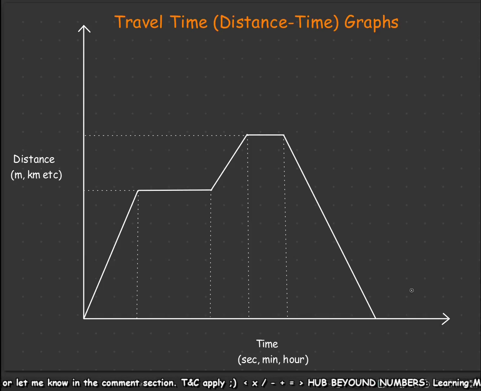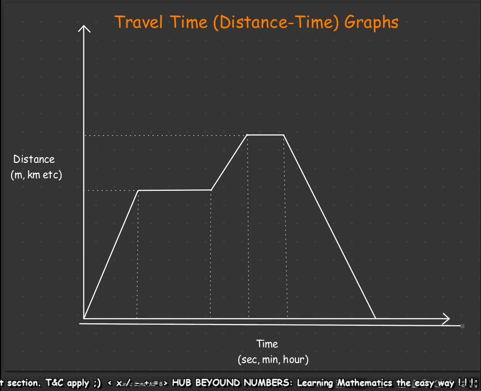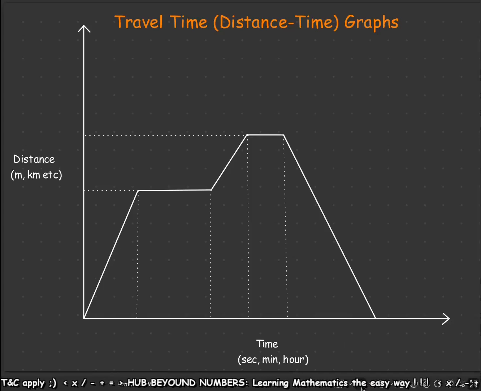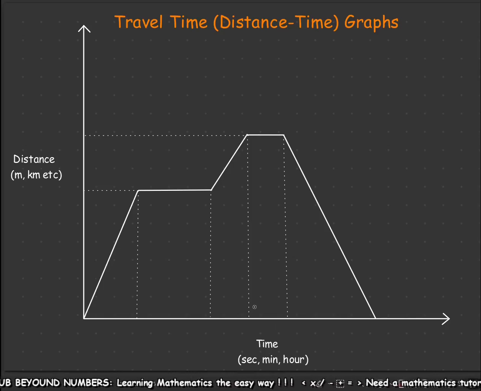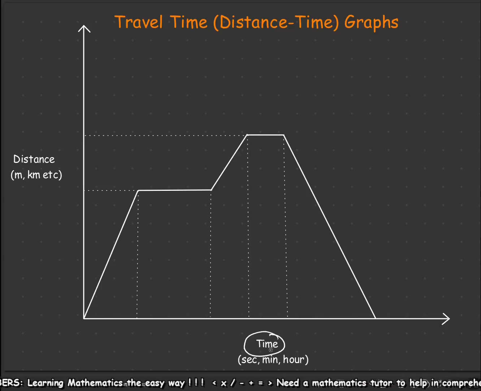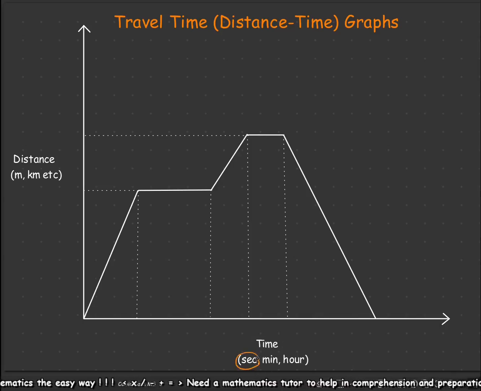So to start with, we normally let this be our x-axis, right? This is our x-axis. But on the travel time graph, that is where you indicate your time. You see, so it represents your time, as you can see here. And time in what units? It could be in seconds, you could have it in minutes or hours, depending on your preference.